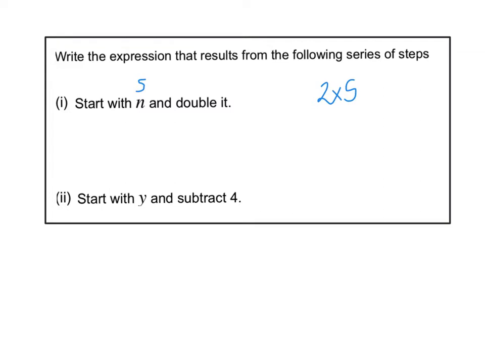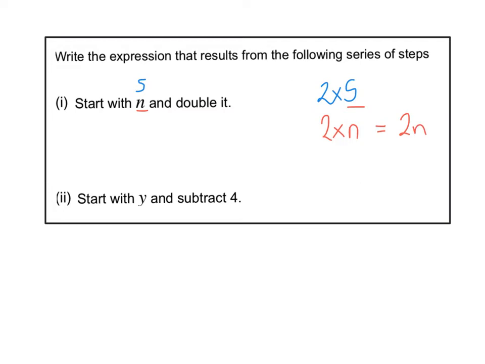But we haven't started with 5, we've started with n. So instead of 5, wherever the 5 was, I'm now going to put an n. So it's 2 times n. So started with n and I've doubled it is 2 lots of n, 2 times n. In algebra we don't tend to use the times symbol because it looks like x. So it's just 2n.